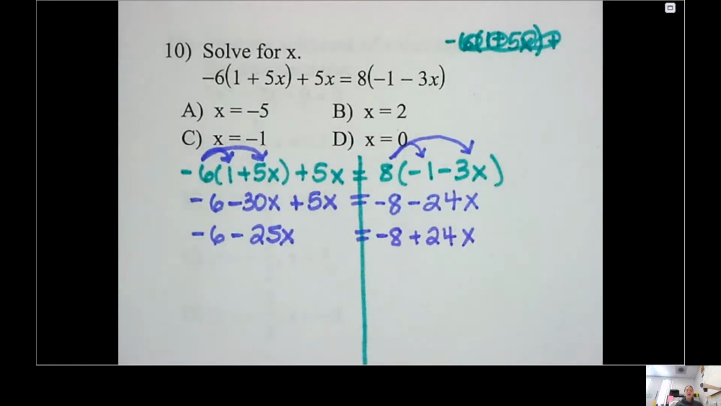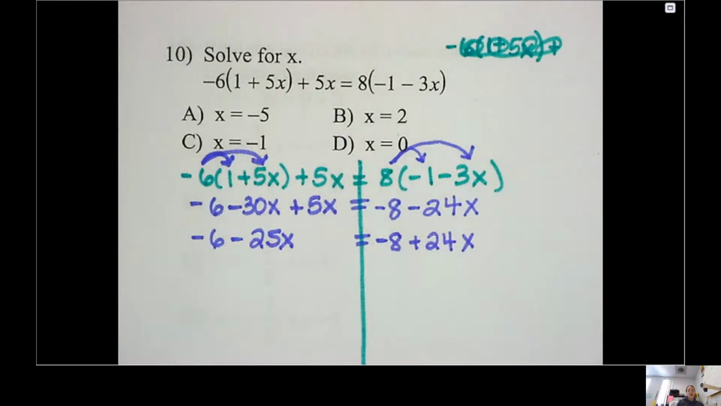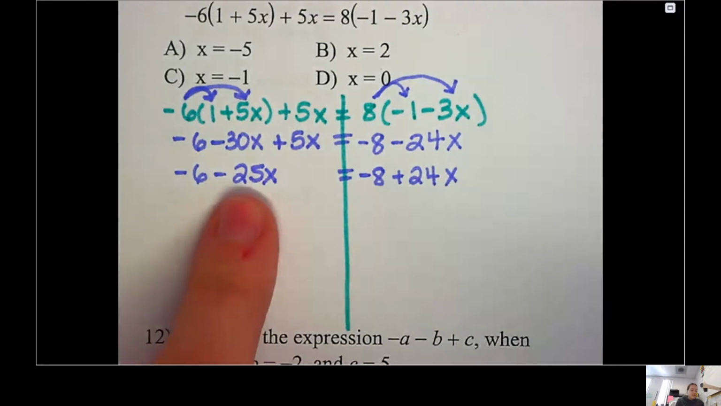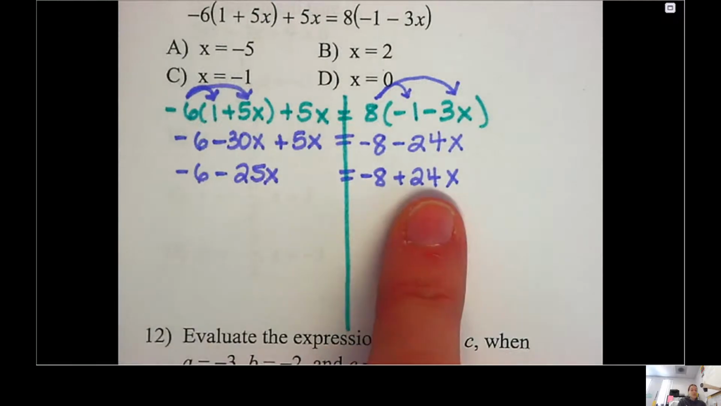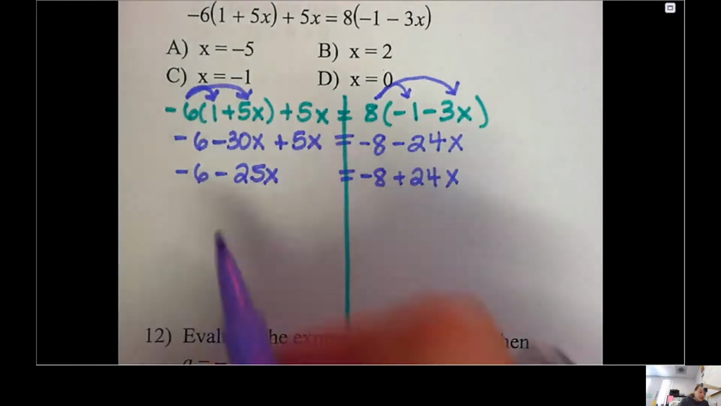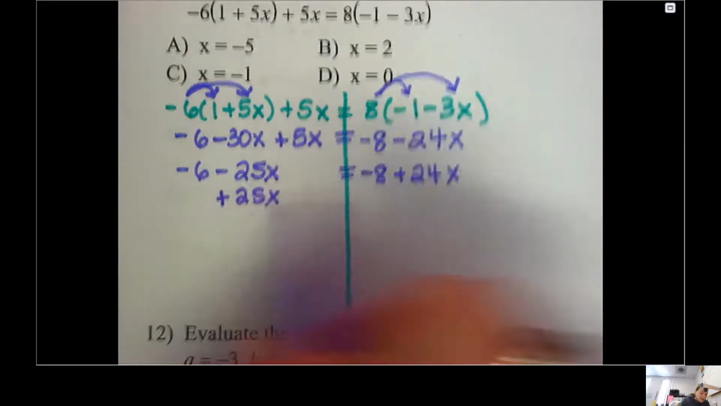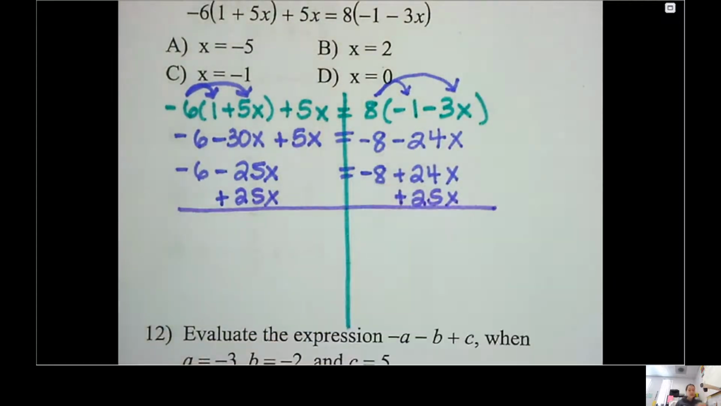Now from here, I have to get all of my x's to the same side of the line and all of my constants to the other side of the line. My suggestion when you have something that looks like this is to always go for your smaller x and move that first. Of the x's, -25 is my smaller one. So I'm going to move it over to the other side by undoing it, by doing the opposite operation. Since this is negative, I'm going to make mine a positive. And whatever I do on one side of the equation, I have to do on the other.